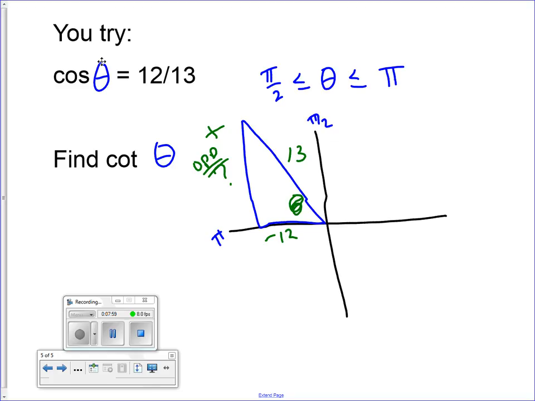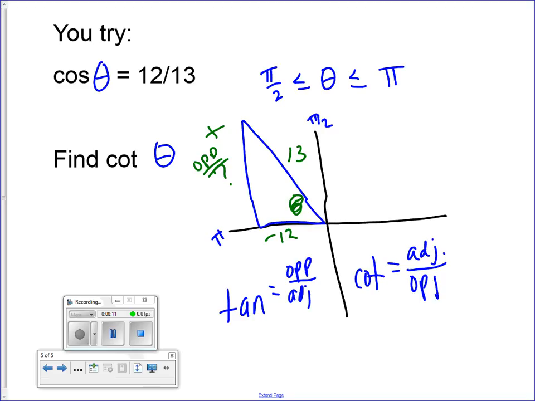And your cotangent is the reciprocal of tangent. Tangent, think of SOHCAHTOA, is opposite over adjacent. Therefore, cotangent, which is the reciprocal, will be adjacent over opposite. You already know the adjacent. It's -12. Whatever number you get from the Pythagorean theorem will go right there. We're going to check these in class. And that is the end of these notes.